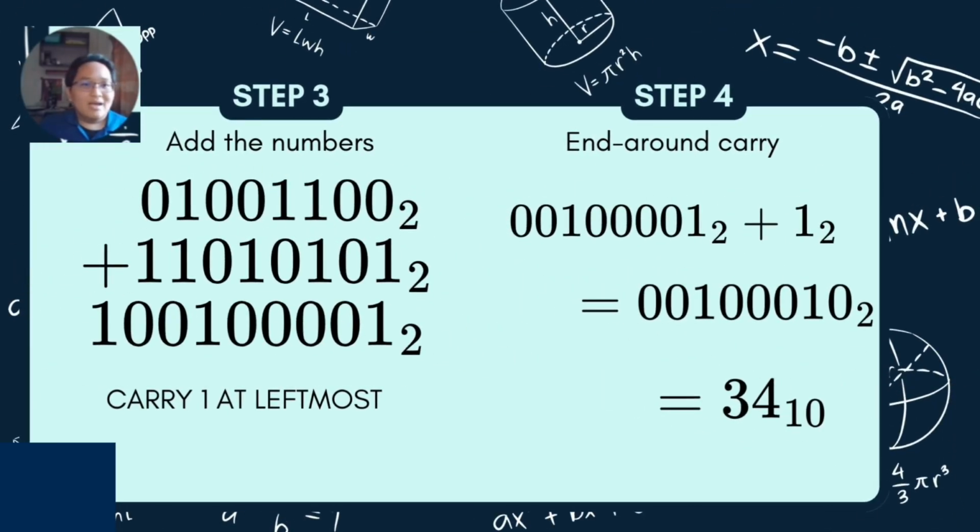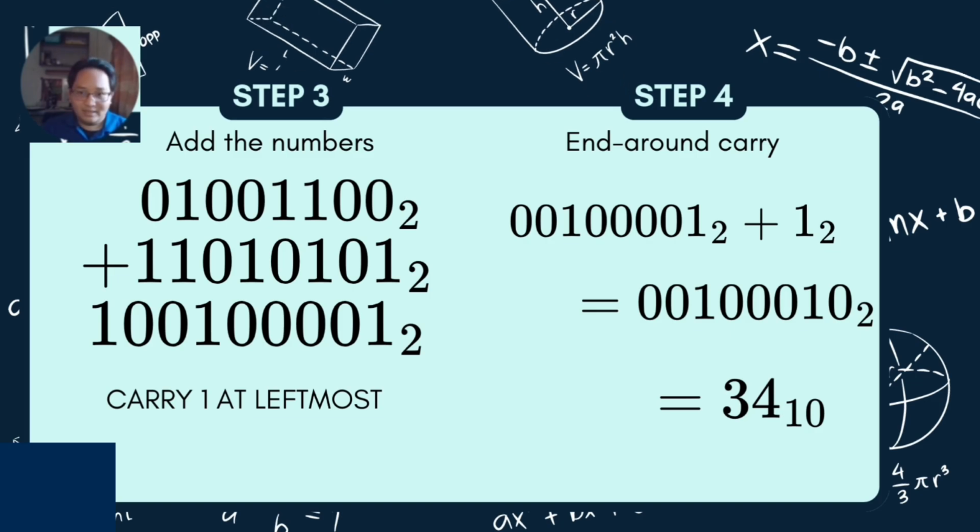And we move on to the third step, which is to add both of the numbers, and it will result in 1001000001. Here we need to carry the 1 at the leftmost part to step 4. Here we add the carry, the number 1, to the remaining 8 bits of the number from before, which is 00100001. Adding 1, it will become 00100010, which in decimal form is 34. And this is the final answer.